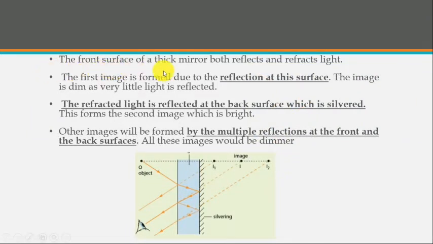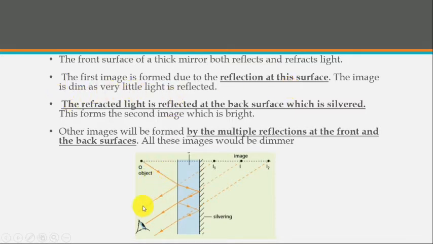The front surface of a thick mirror both reflects and refracts light. Here what do I have? I have glass. So what will happen to this ray? Some of it will refract and some of it will reflect. The one that will refract... the first image is formed due to the reflection at this surface. The image is dim as very little light is reflected.